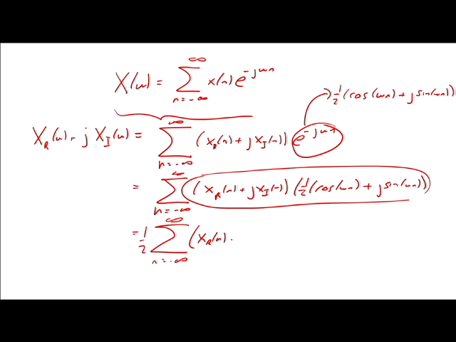xr n cos omega n. And then we have plus xr n j sine omega n. Plus jxi n cos omega n minus xi n, and the minus is because j times j gives you minus 1, xi of n sine omega n.